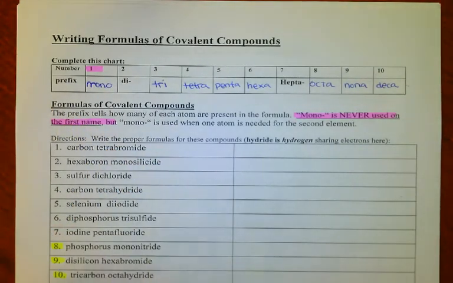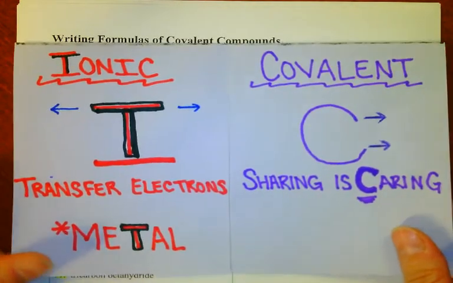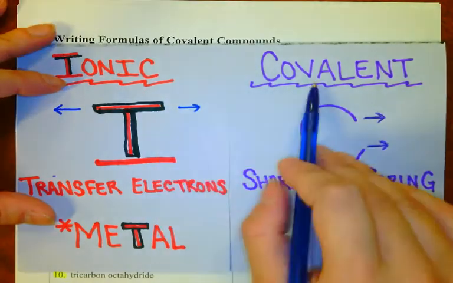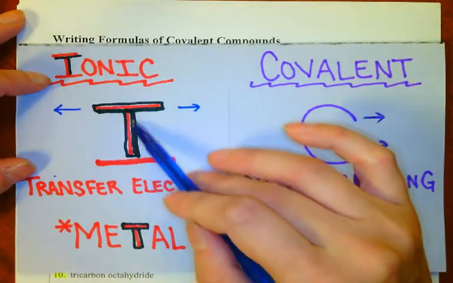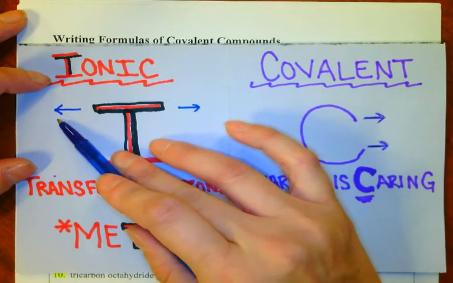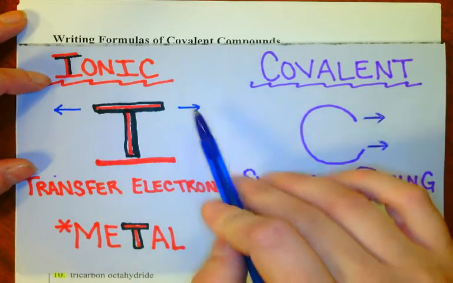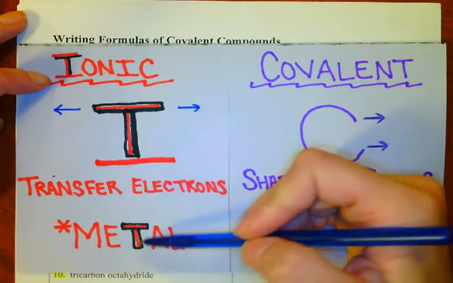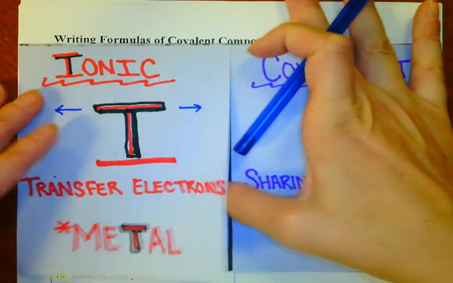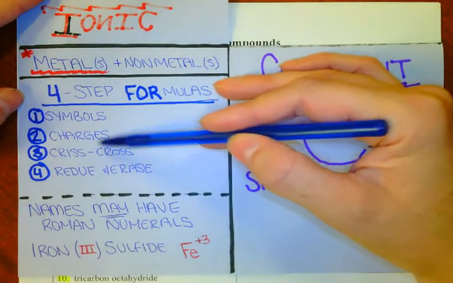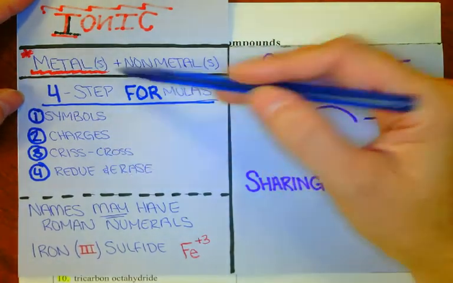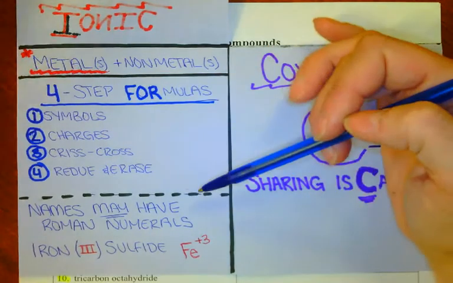Formulas for covalent compounds are much, much, much easier than they were for ionic. So in class we also made this foldable, ionic compounds versus covalent compounds. Ionic compounds will transfer, there's that T in there, from something on that side of the periodic table, the metals, to the nonmetals, okay, transferring electrons, and metal has that T. So for formulas of ionic, we had our 4-step formulas: symbols, charges, crisscross, reduce, and erase. This was all Unit 3 stuff.